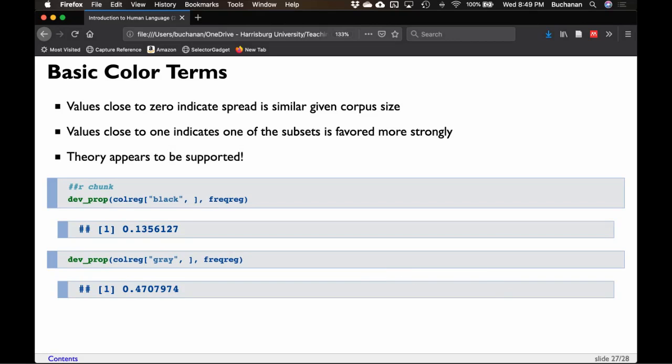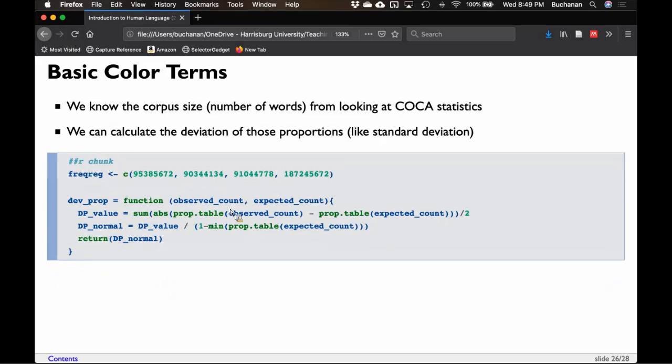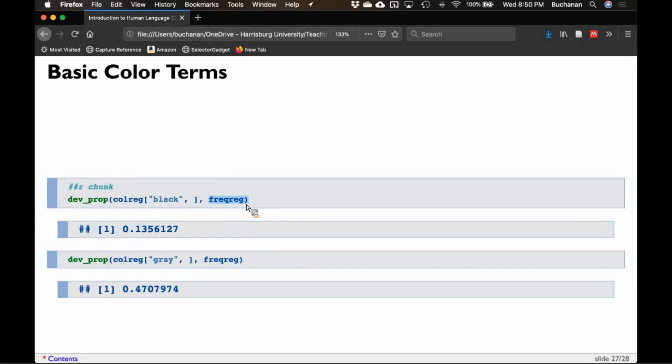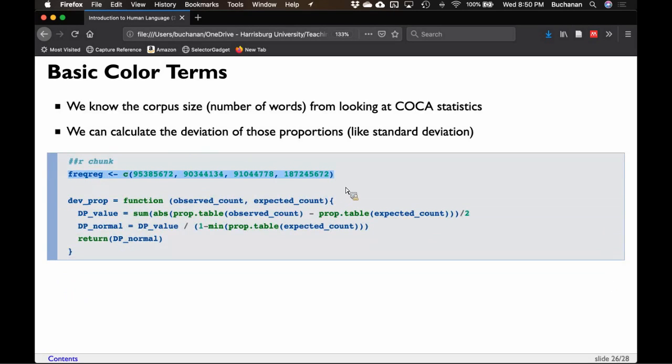So let me go back to your question here. How do we come up with the expected values? What we have here is the actual frequency in the data. So maybe expected count is not the best phrase here. Maybe it should be total frequency is actually what we're putting in there. Did that answer y'all's question? Yep, great. So this here is the total frequency. So I wrote the function here, and then you can see we put in frequency reg, right, which is the total word count.